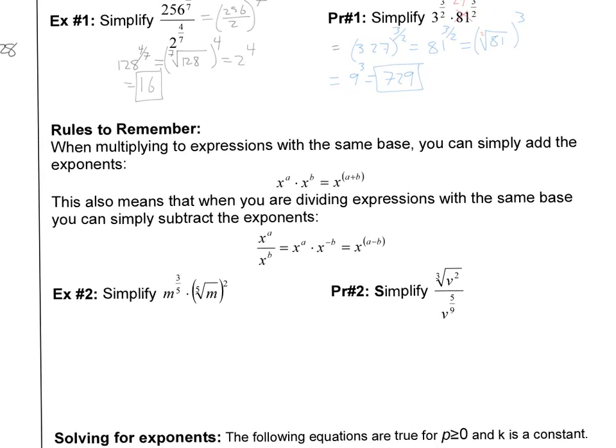So there's some other rules to remember. When multiplying expressions with the same base, you could simply add the exponents. X to the a times x to the b, that's the same thing as x to the a plus b. Let's talk about y real quick.